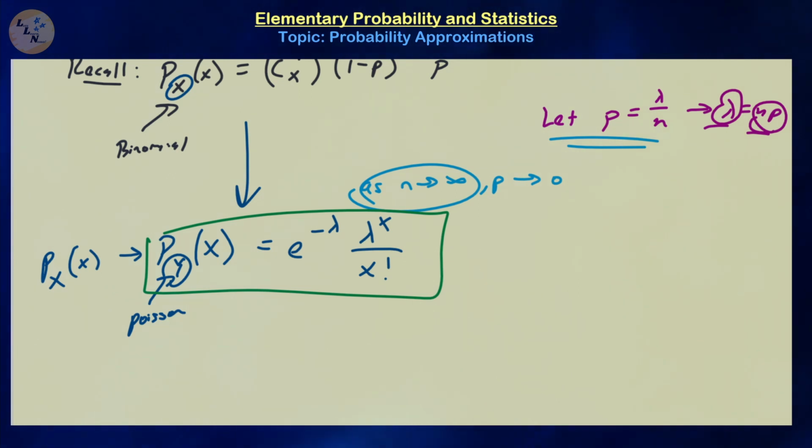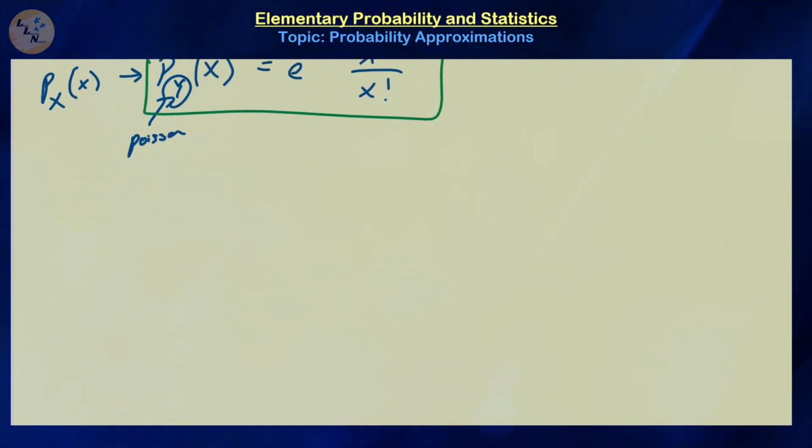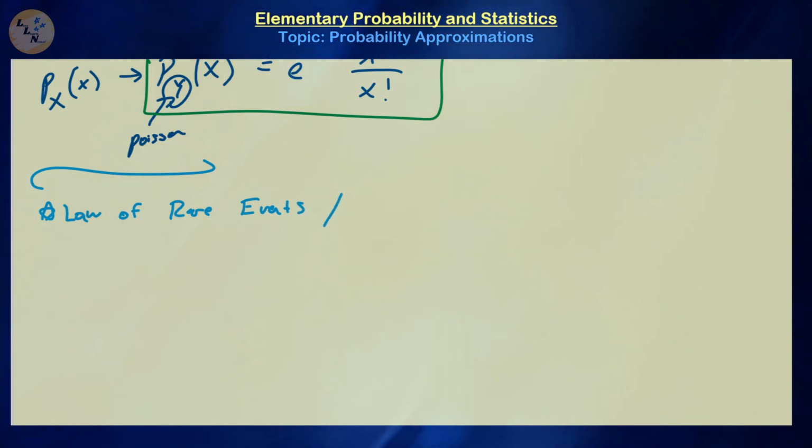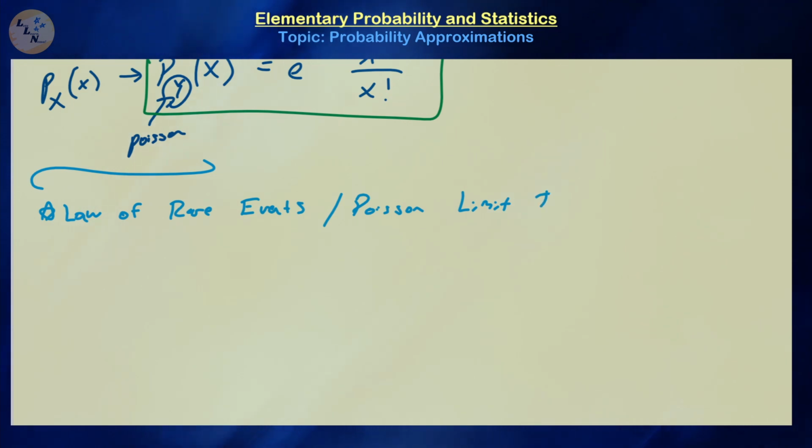Now, what if n is not exactly equal to infinity, or something very large, and p is not exactly 0, but something really close to it? That creates an approximation, right? And that approximation is actually called the law of rare events. Some people will also call it the Poisson limit theorem.